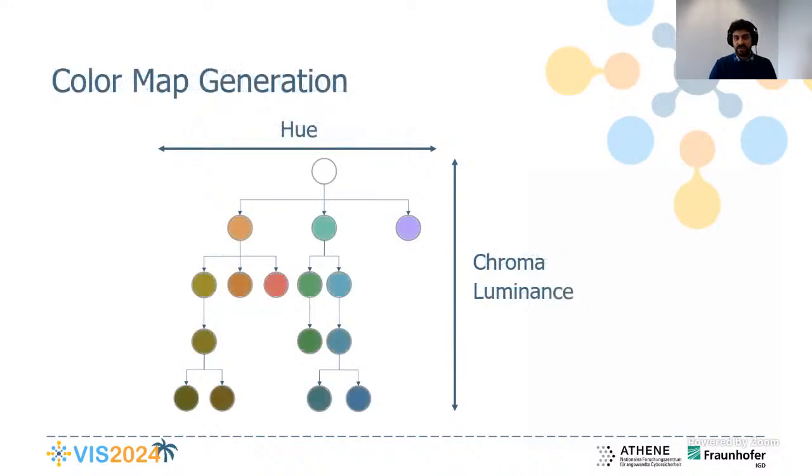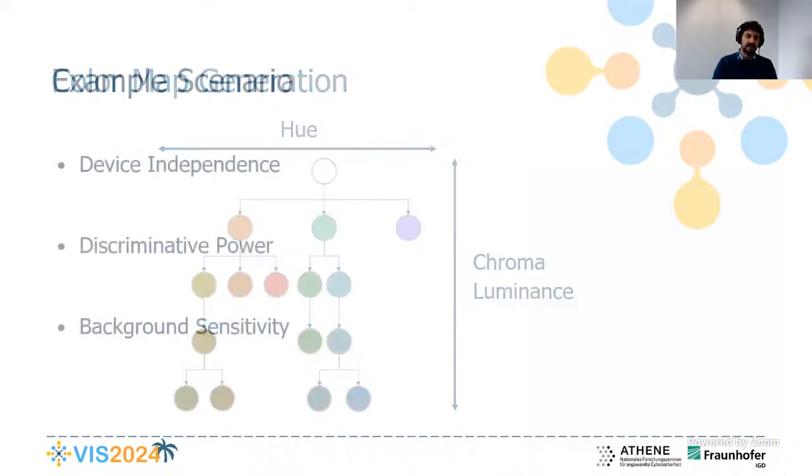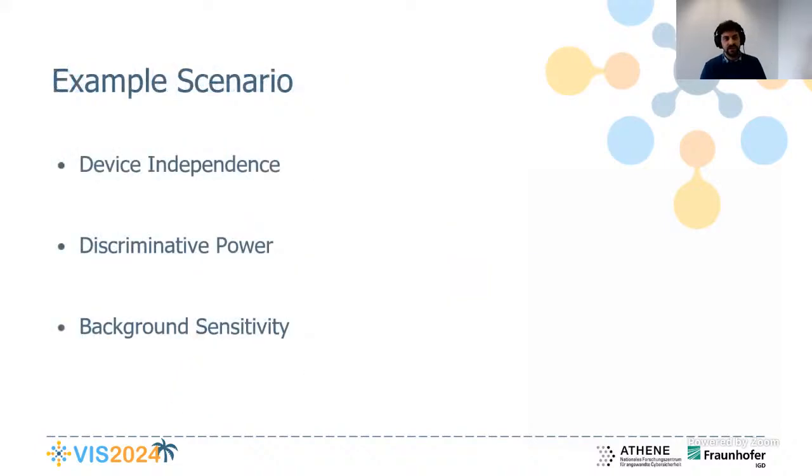Most color map generation algorithms then generate their colors in the HCL color space, where chroma and luminance are used as the primary discriminators for the vertical dimension, and the hue is used as primary discriminator for the horizontal dimension. This basic approach is in line with the best practices from the color map literature for such dimensions. But within this approach, there are still a number of design trade-offs to consider. So let's look at an example scenario, considering just the three design rules: device independence, discriminative power, and background sensitivity.